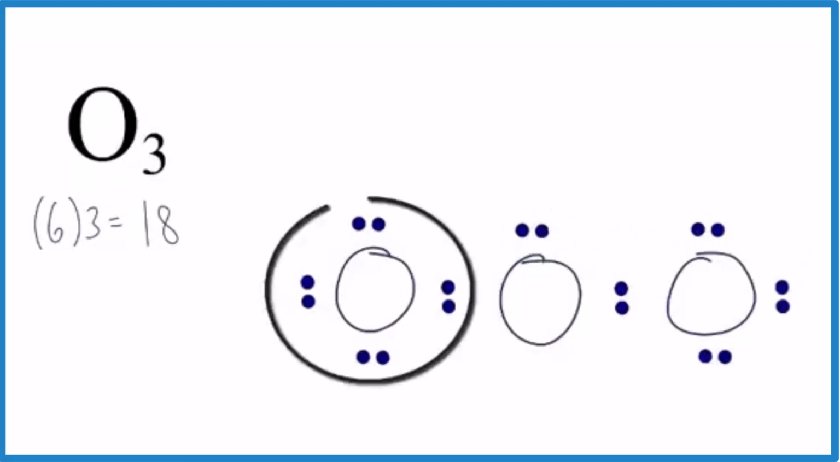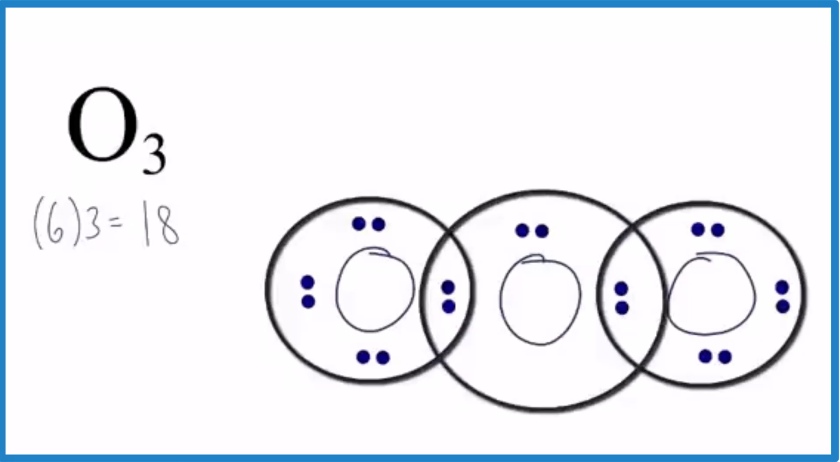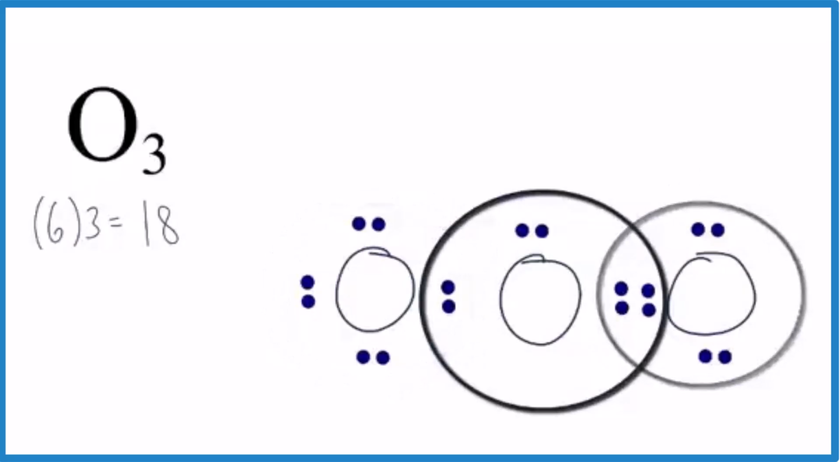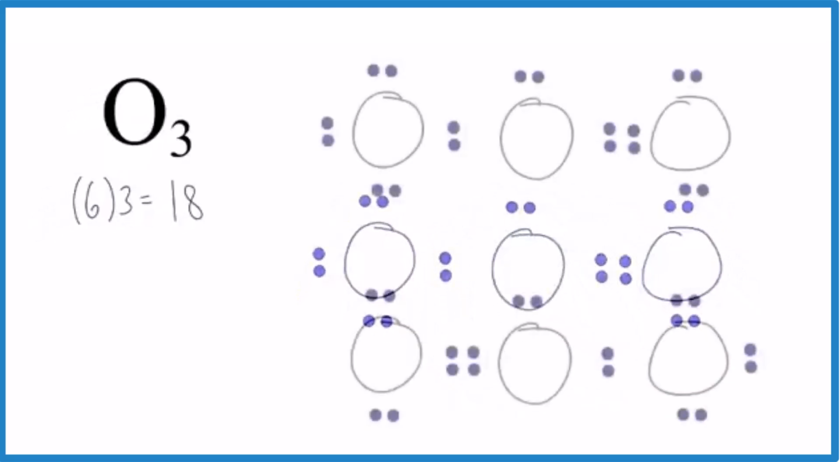And we have octets on the oxygens on the outside, but that central oxygen only has 6 valence electrons. So much like we did with carbon dioxide, we can move a pair of electrons to the center. When we do that, these 2 oxygens are sharing those electrons. So this oxygen has 8, the central oxygen has 8, and then this oxygen over here on the left also has 8. When we have Lewis structures like this, there's another way we could draw it.